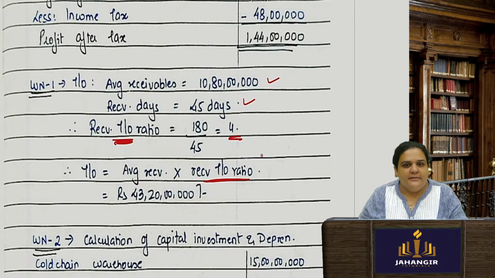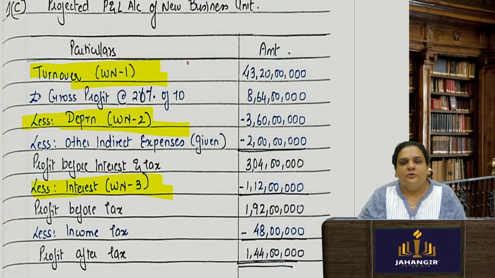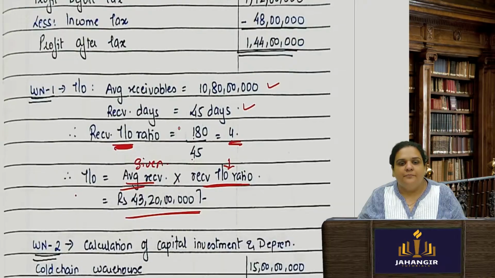So your average receivables into your receivables turnover ratio. I can find my receivables turnover ratio, right? So in that case, 180 divided by 45 is 4. I got this. Average receivables is given to me. Therefore, my turnover will be how much? Sorry, 43 crore 20 lakhs. So I get my turnover 43 crore 20 lakhs. Gross profit 20% is given. Therefore, this is so 8 crore 64.